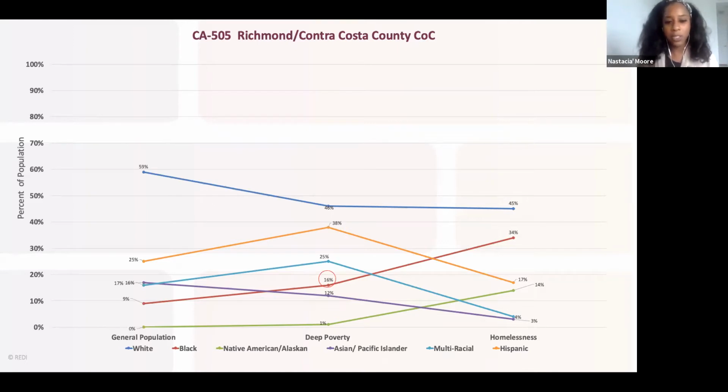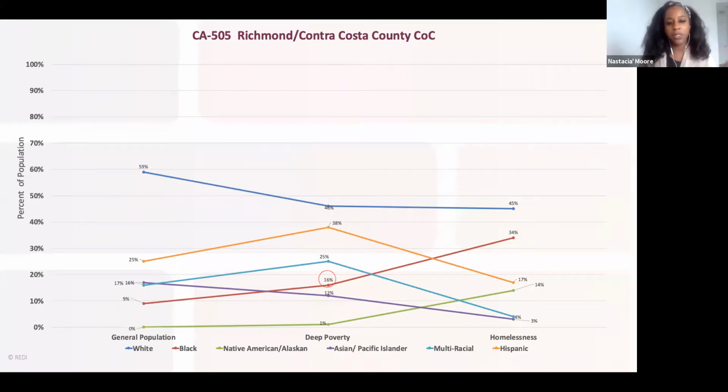Tool, but pretty much it pulls from the ACS, the American Community Survey, and then the point in time data that CoCs submit every year. And so what it does is it takes a snapshot of 5-year estimates of where people are in the general population, where people fall in deep poverty, and then folks who experience homelessness. What I want folks to really zoom into are the Black and African American numbers.